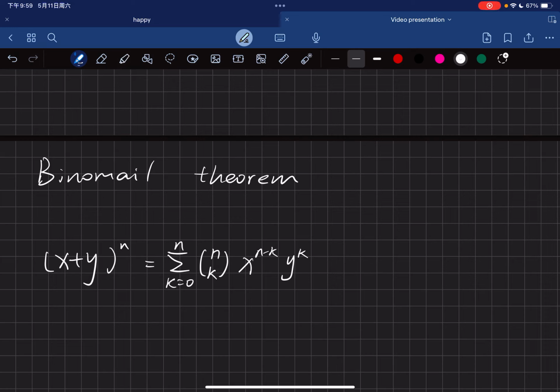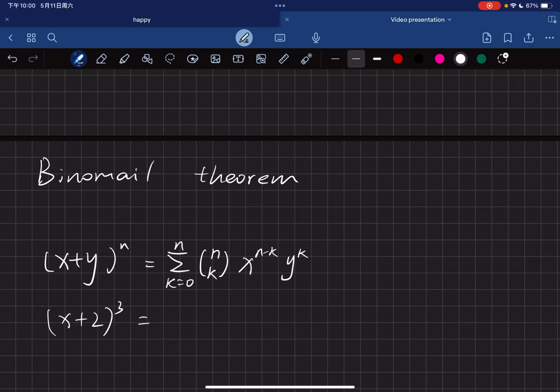Today we're going to talk about the binomial theorem and its extended formula. Most of you might have learned this binomial theorem before, and it is very basic for a positive integer n. For example, when we take x plus 2 to the power of 3, we can split it.